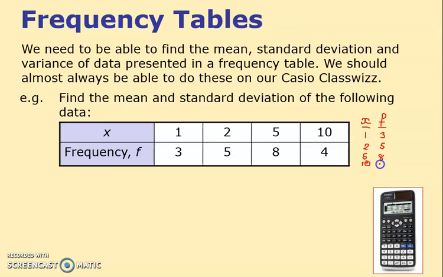But what I remember having to do when I used to teach GCSE a lot was you ended up having to multiply these two numbers together. 1 times 3 is 3, 2 times 5 is 10, 5 8s are 40, 10 4s are 40. And then you added these up. What do I get there? 93. And you add up the frequencies, that looks like 20, and you divide one by the other, and that will give us the mean.